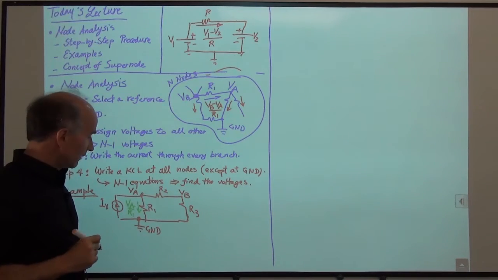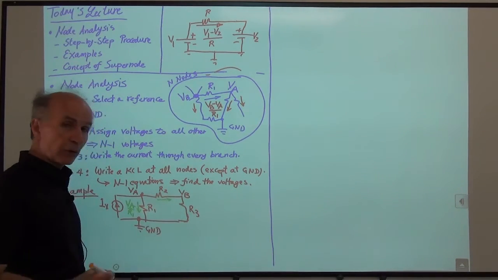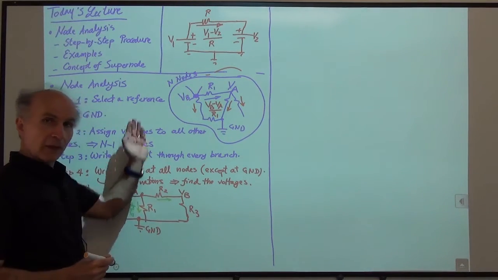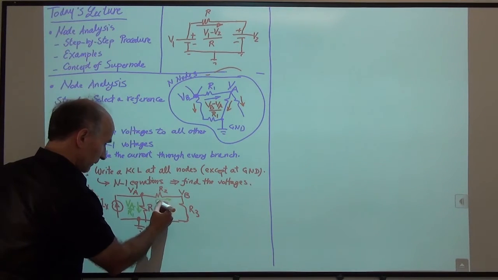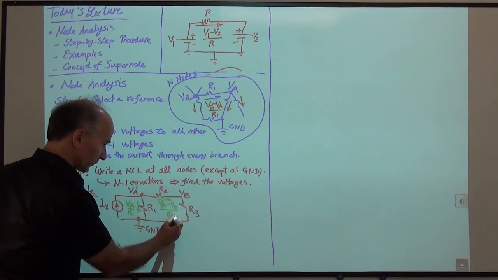Okay, that's great. Now, how about the current through R2? The current through R2 going from left to right is given by the voltage on the left minus the voltage on the right divided by the resistor. So that would be VA minus VB divided by R2.